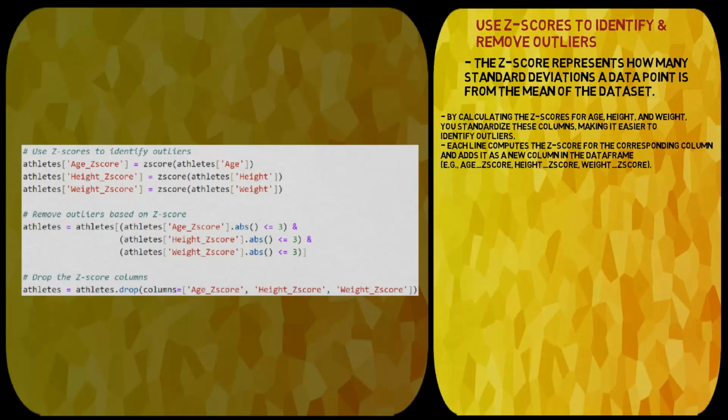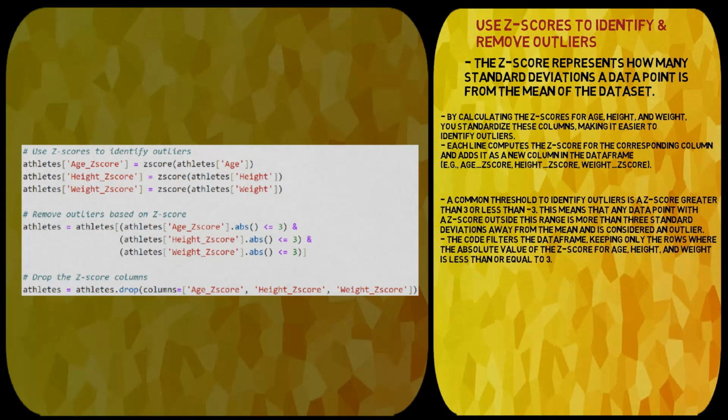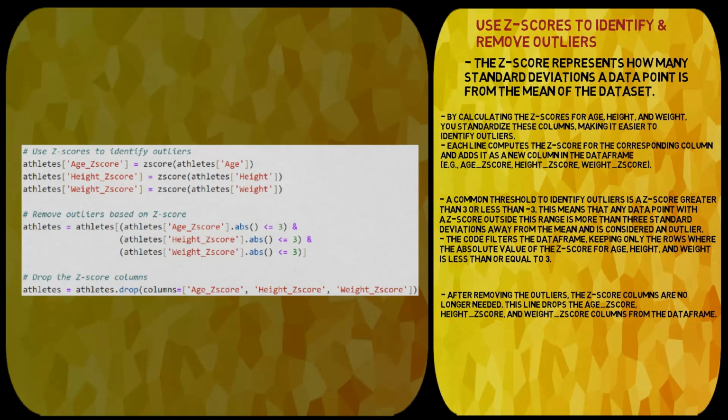Outliers are identified if their z-scores are greater than 3 or less than -3, meaning they are far from the average. We then filter the data frame to keep only the data points that fall within this normal range. Once outliers are removed, we drop the z-score columns as they're no longer needed.